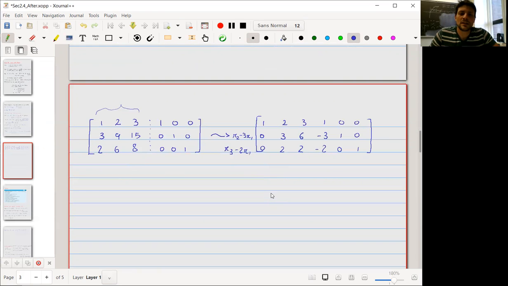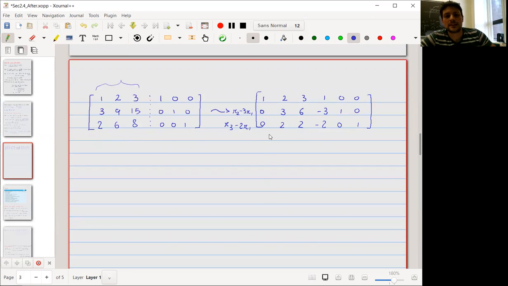Okay. Let's proceed to the next step. I like the third row better than the second, so I'll move it to the second slot, and I'll divide everything by 2. And my third row, I could divide it all by 3 to make it simpler.